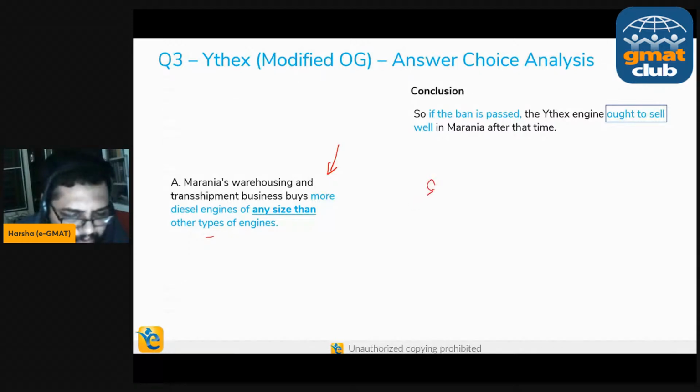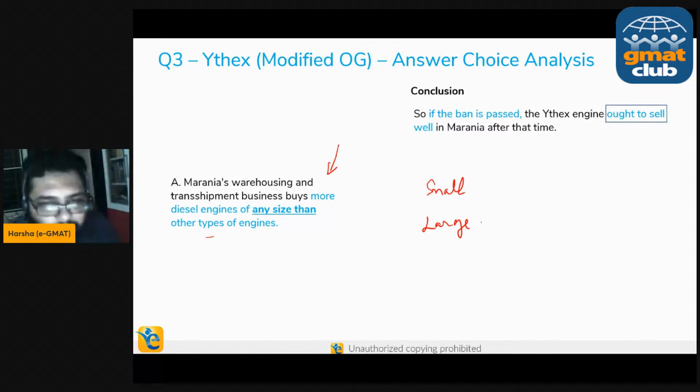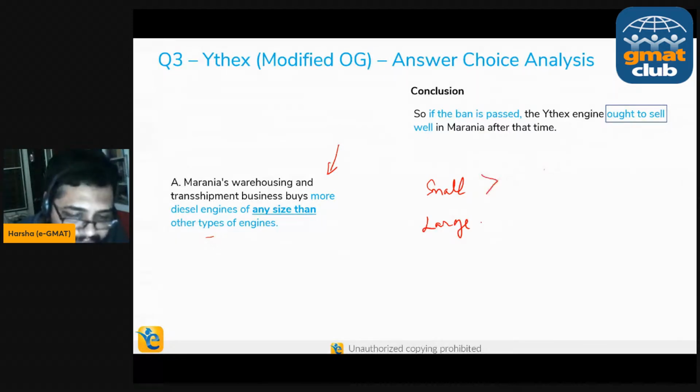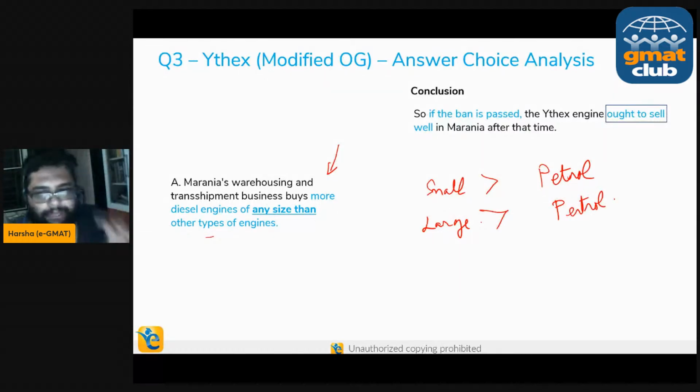So you might have small diesel engines. Let's say you also have large diesel engines. There might be medium also. I don't care. End of the day, you have small diesel engines and you have large diesel engines. What is being said? Marania buys more of any size. So I buy more of small than any other type of engine. Any other type could be, let's say, petrol engine. This is a quick example. So I buy more small diesel engines than any type of petrol engine. I buy more large than any other type of engine also. Example being petrol.